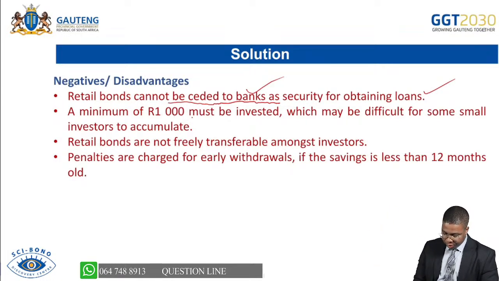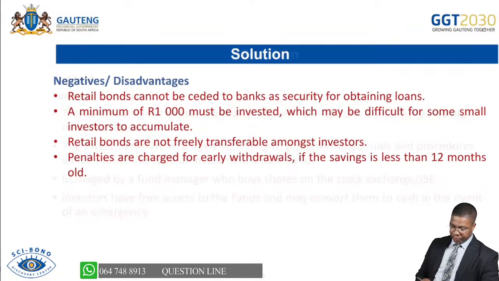So a minimum of 1,000 must be invested, which may make it difficult for some small investors to accumulate. And then retail bonds are not freely transferable amongst what? Investors. And then penalties are charged for early withdrawals if savings are less than 12 months. So those can be the negatives.